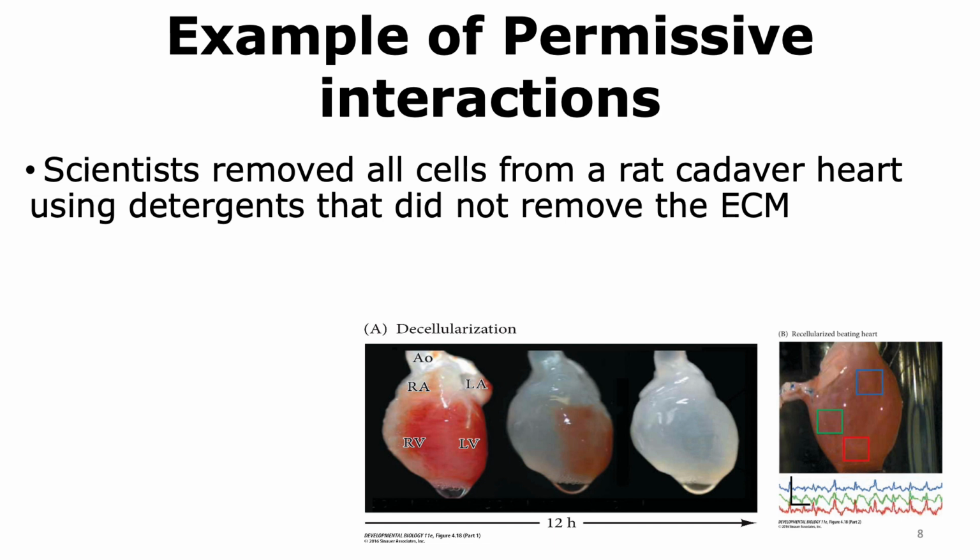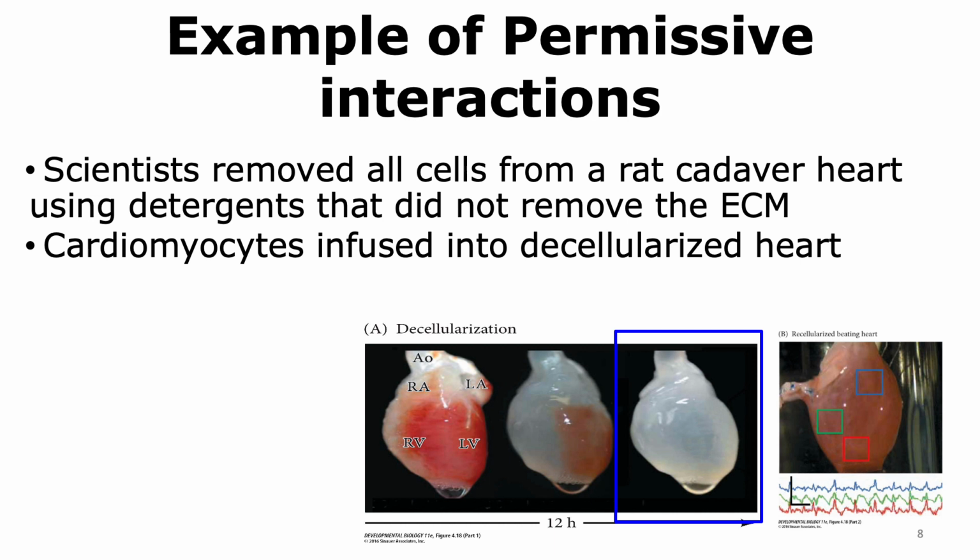An experiment was performed where scientists removed all cells from a rat cadaver heart using detergents that did not remove the extracellular matrix. When we look at the figure below, at panel A, we can see that the red heart is present, and as the heart is exposed to detergent, it becomes more and more translucent, indicating that the heart cells have been removed. However, the extracellular matrix is still there, which keeps the integrity of the heart.